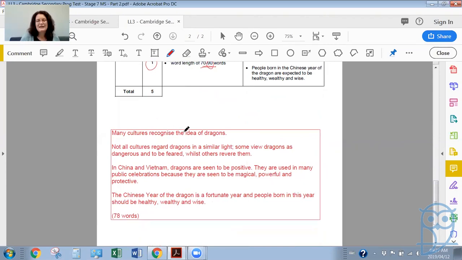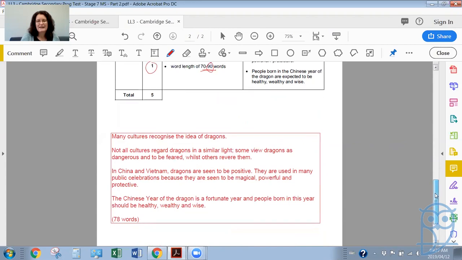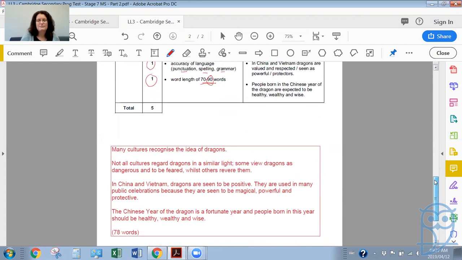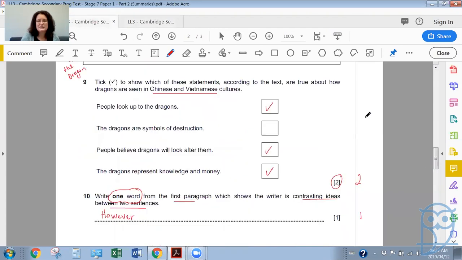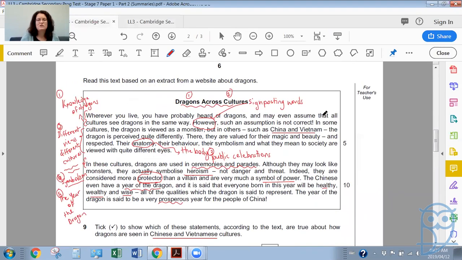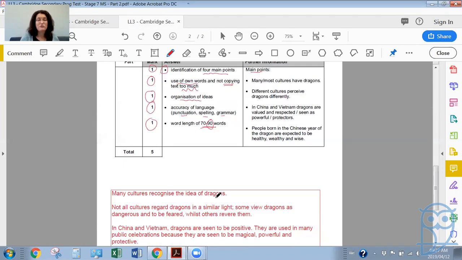Many cultures recognize the idea of dragons. So let's have a look at the original sentence. It said, wherever you live, you've probably heard of dragons and may even assume that all cultures see dragons in the same way. Many cultures recognize the idea of dragons. Okay, I've used my own words, but I've made a very similar point. Next.